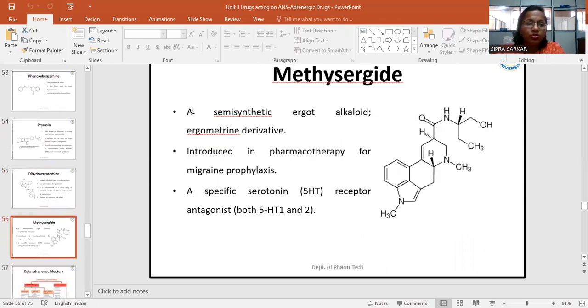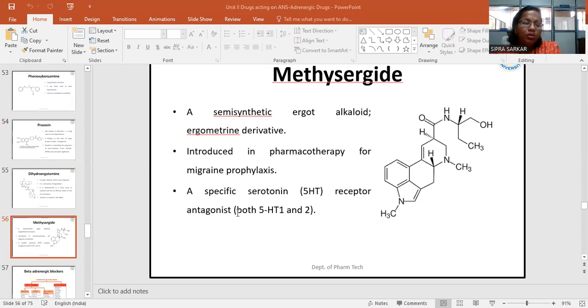Methysergide is also an important category of drug, an alkaloid derivative also used for migraine. It is an ergotamine derivative introduced in pharmacotherapy for migraine prophylaxis. It is a specific serotonin receptor antagonist, antagonizing the action of serotonin, because serotonin sometimes causes disorder, stress, or psychiatric problems. That serotonin action can be inhibited if this drug is used, so this type of problem can be cured.